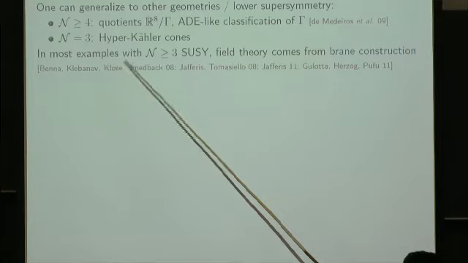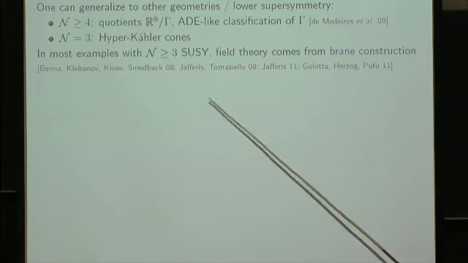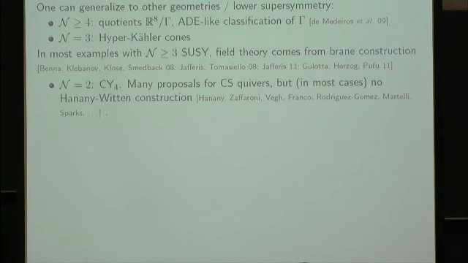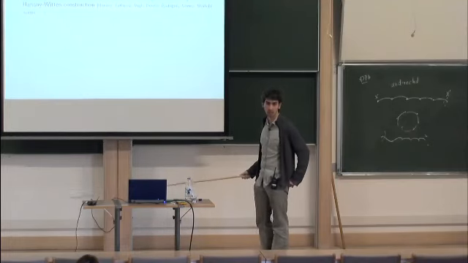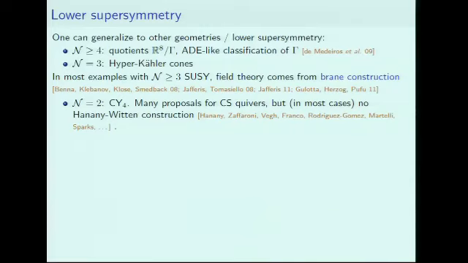One can go down to N=3. In this case, the 7-manifold is the base of a hyperkähler cone. And in most examples with N=3 supersymmetry, in fact, the field theory can be found with an M2-brane construction. Now, if you go down to N=2 supersymmetry, the geometry is going to be a Calabi-Yau 4-fold. And in the literature, there have been many proposals for various Chern-Simons quivers, which are dual to various geometries. However, in most cases, there is no Hanany-Witten construction, and so there is no systematics involved. In most cases, it's a work of guessing.